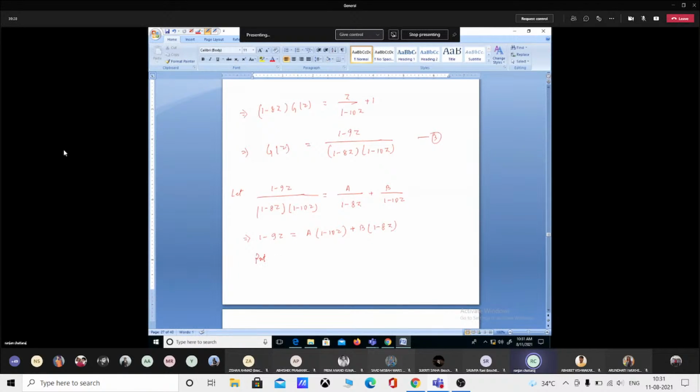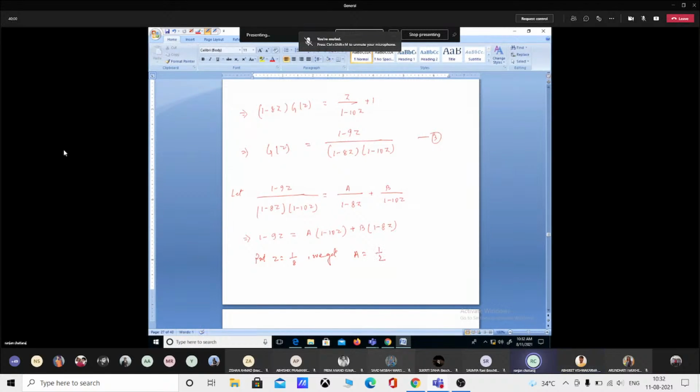Put z equal to 1 by 8. We get how much? 1 by 8. This becomes 0. You will get A equal to how much? 1 by 8 over 2, minus 2 by 2. So 1 by 2. Minus 1 by 8, half. It will come half, 1 by 2.